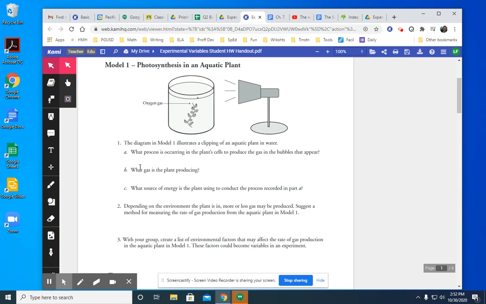A, what process is occurring in the plant cells to produce the gas in the bubbles that appear? So what's happening here? B, what gas is the plant producing? C, what source of energy is the plant using to conduct the process recorded in Part A? So where is the plant getting its energy from? And remember, plants get their energy from light.